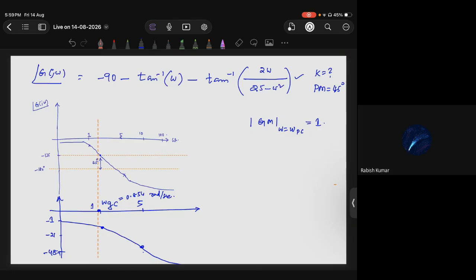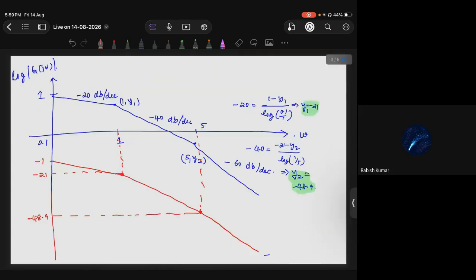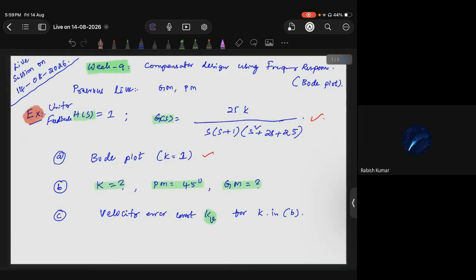That is how you'll find this K value. So you equate your phase margin to 45 degrees and find the K value. Okay. So use that K and find this omega PC to find the gain margin. So that is the second question. And third question, you can find it directly. So velocity error, KV, to find the steady state error.